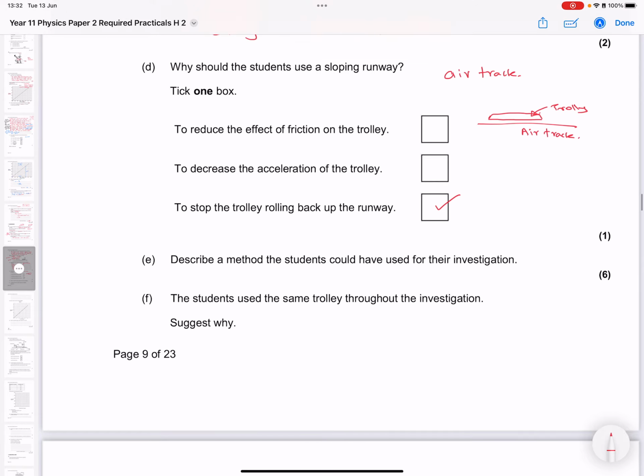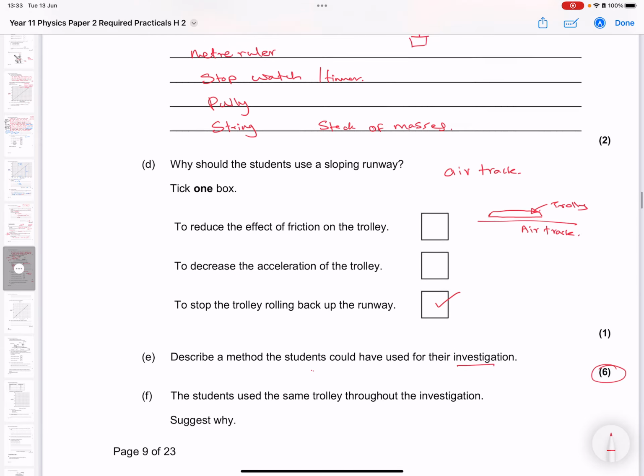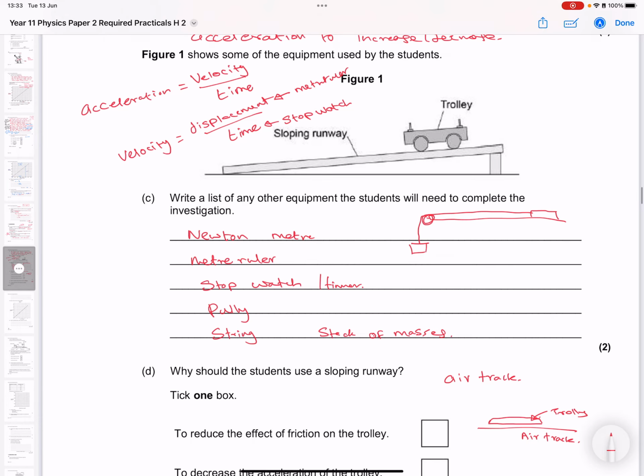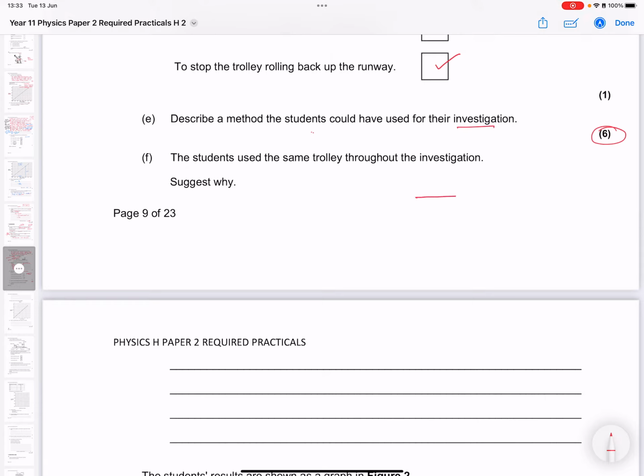Okay. Right. So describe a method a student could use for their investigation. This is a 6-marker question. So you can do two ways. Either you can vary the height of the slope, and by that you can vary the force. That is quite hard, you need to do a lot of calculation to prove that. So the easier method for your specification is this method.